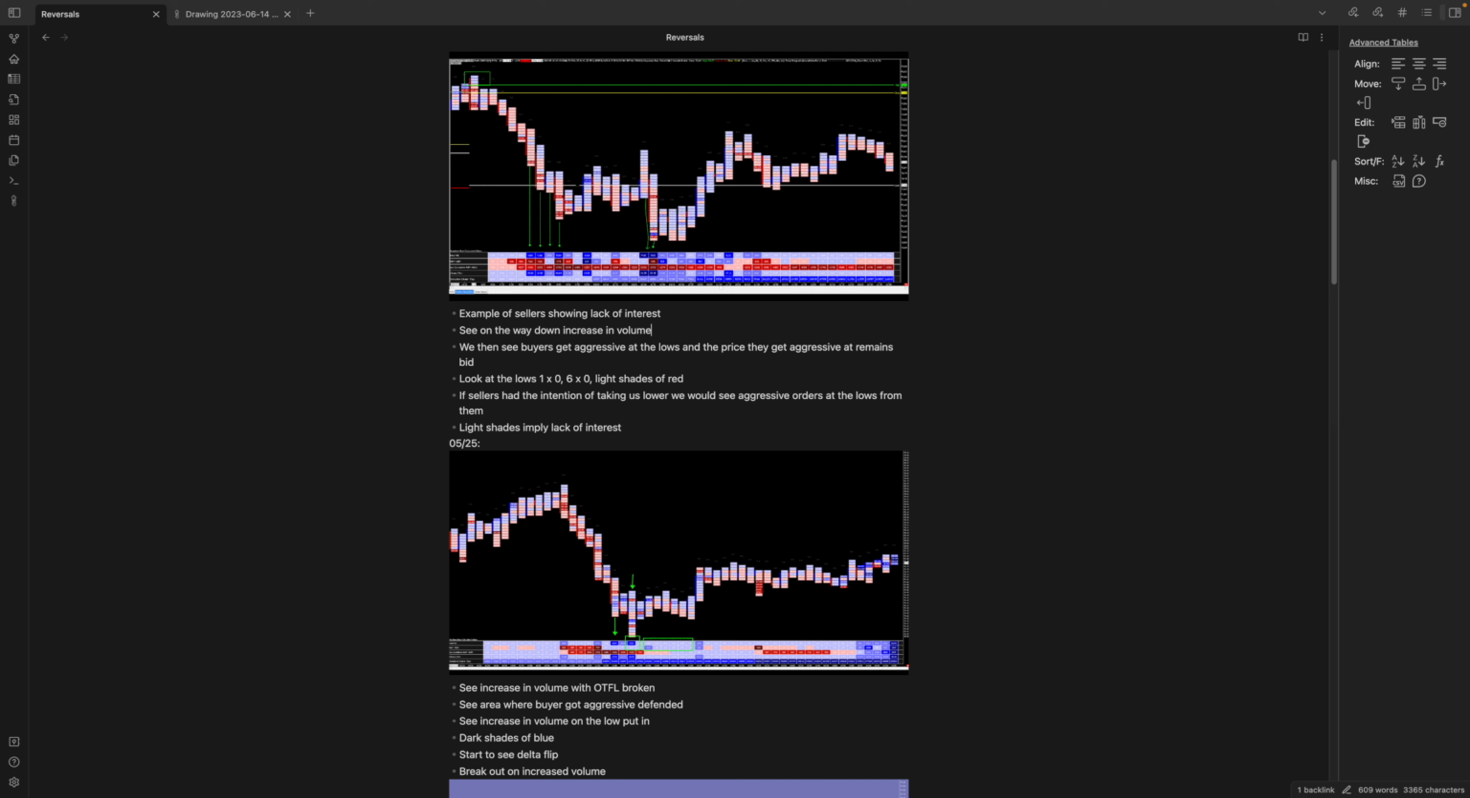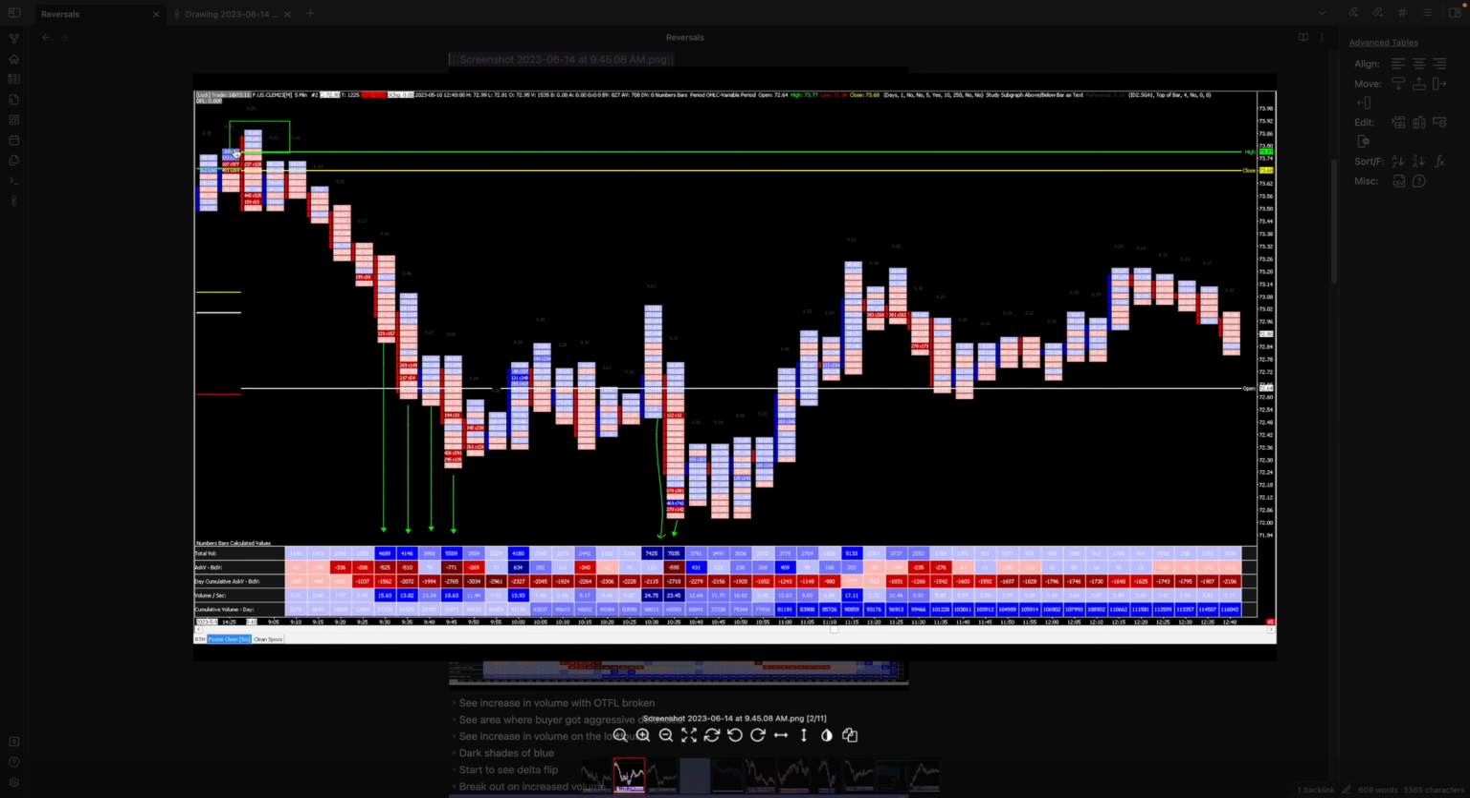We then see buyers get aggressive at the lows and the price they get aggressive at remains bid. Look at the lows, 1XO, 6XO, light shades of red, so there's little to no selling at the lows. If sellers have the intention of taking us lower, we should see aggressive orders at the lows from them. Light shades imply lack of interest. So see this come into the open, then see sellers get aggressive, sell. You can see how this is on an increase in volume when we're selling off.